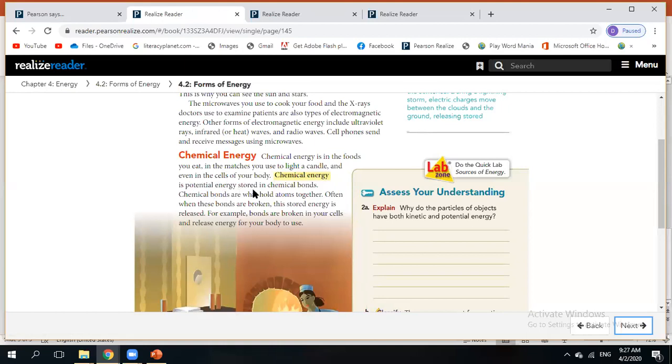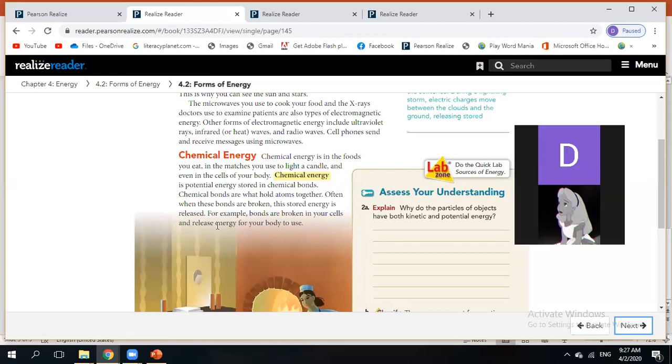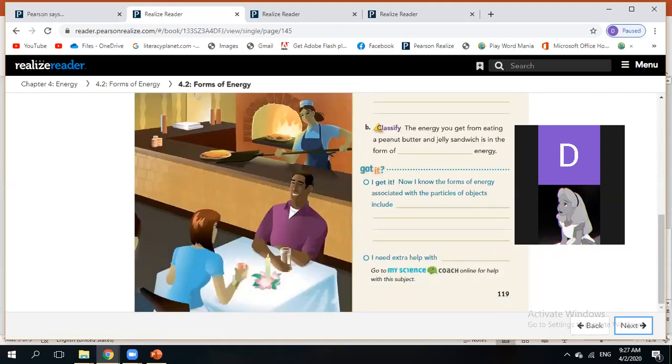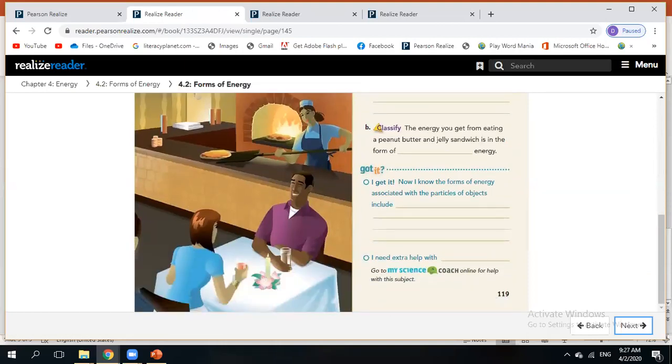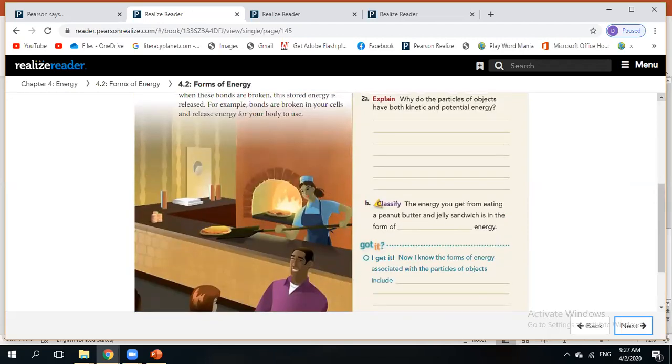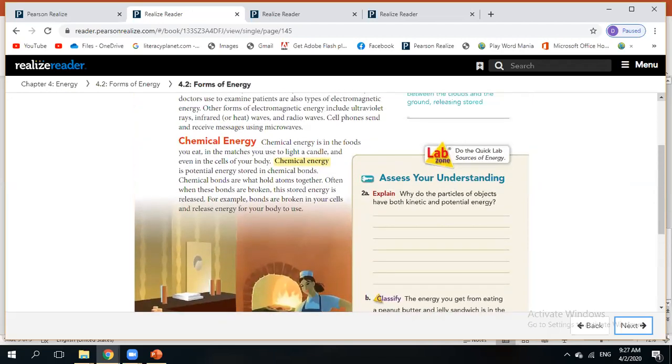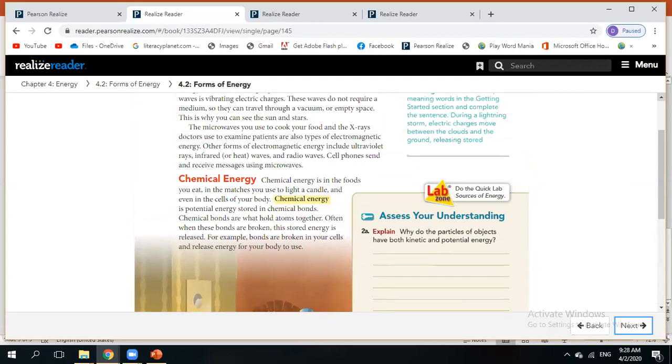So chemical energy is the potential energy stored in chemical bonds. Chemical bonds are what hold atoms together. You know, of course, the meaning of chemical bonds: the bonds between atoms or between particles. When these bonds are broken, this stored energy is released. For example, bonds are broken in your cells and release energy for the body to use. So we learned the five kinds of energy associated with the particles. Again, what are they? Nuclear energy, electrical energy, electromagnetic energy, chemical energy, and thermal energy.